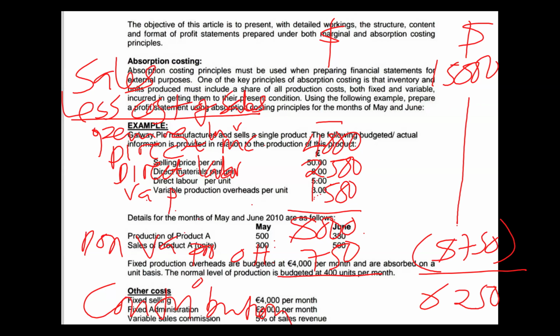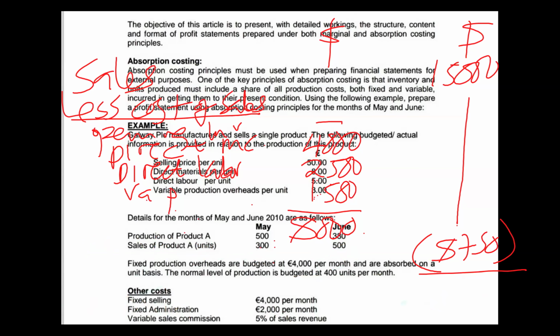Or have we deducted the closing inventory? We have not yet deducted the closing inventory. It seems we have not; we need to deduct the closing inventory before we can do this addition.